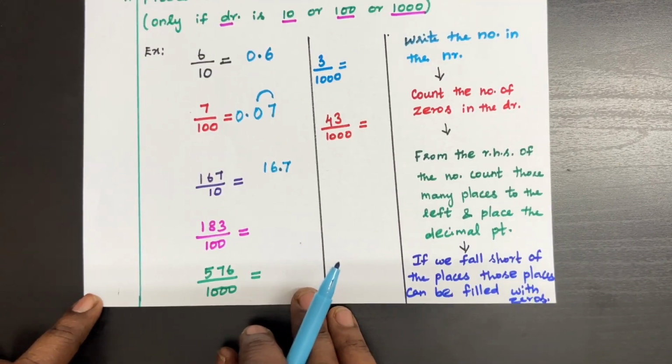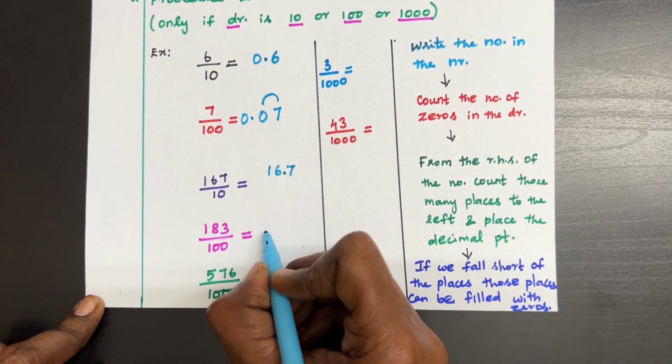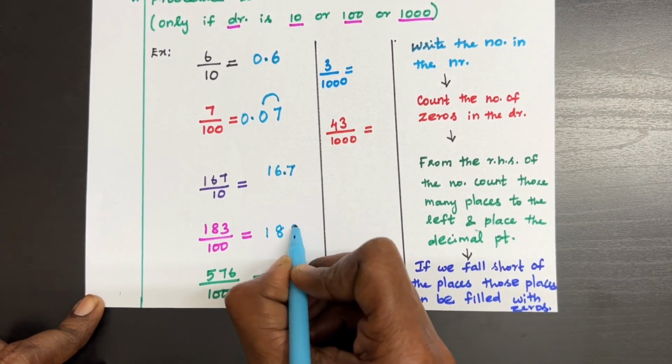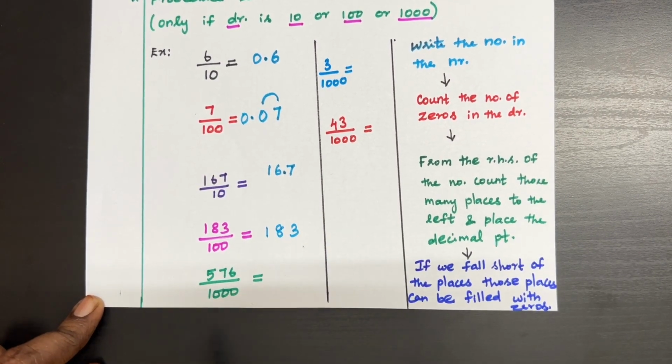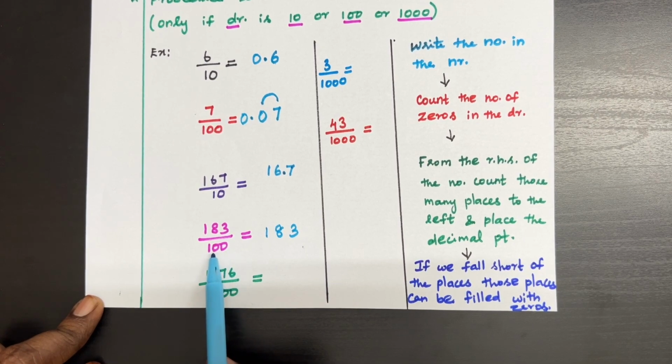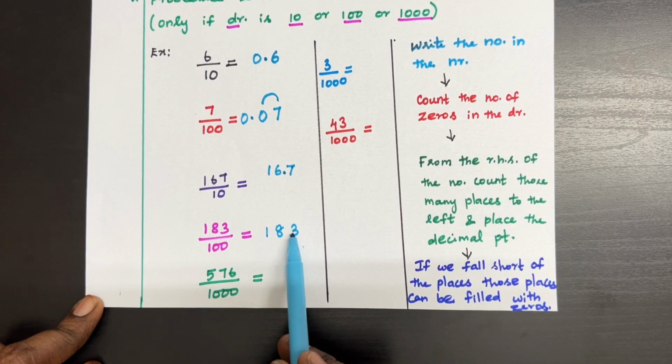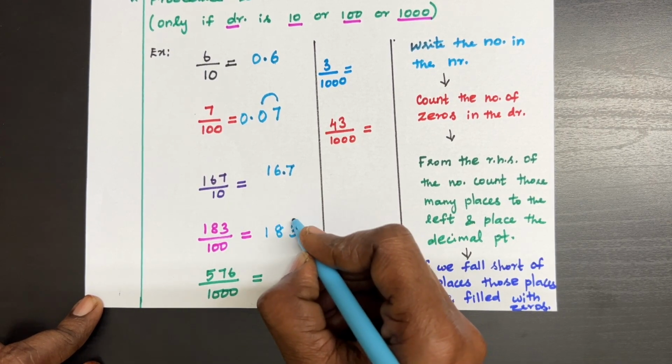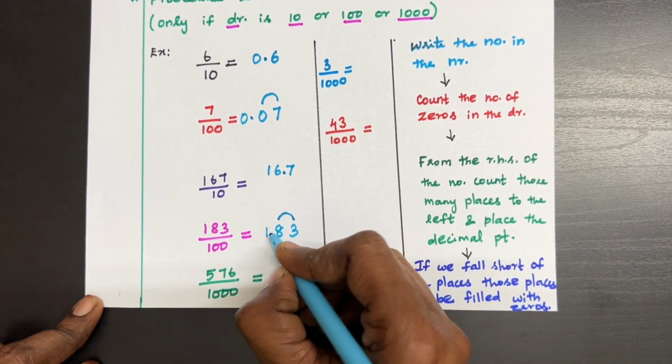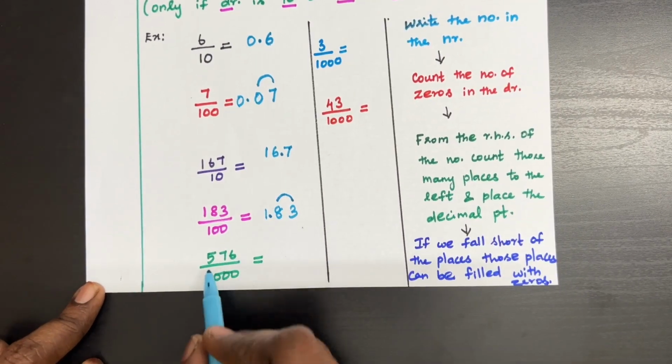Now 183 divided by 100. Just write 183 here. Count the zeros in the denominator. 2 zeros. So from the right I am going to count 2 numbers. 1 and 2. Point.